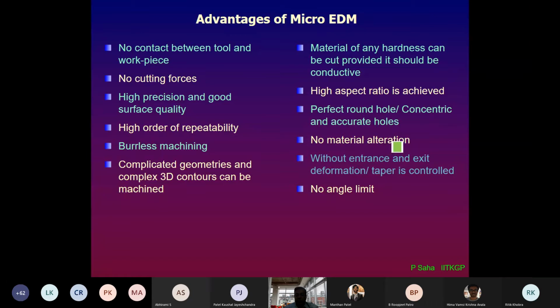There is no material alteration because the discharge duration is so small, the thermal effect is small and the melt depth is very poor, so there is hardly any recast layer, resolidified layer or heat affected zone. And without entrance and exit deforming, taper also can be controlled.